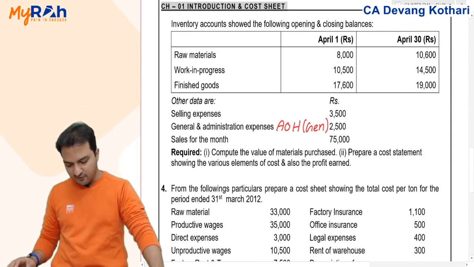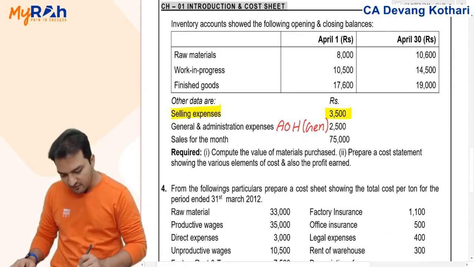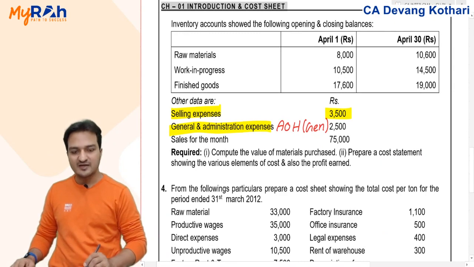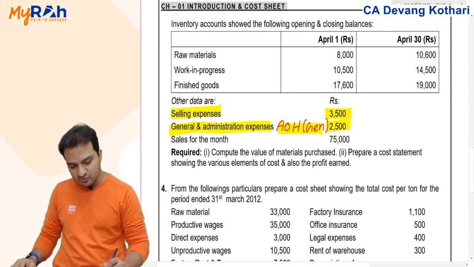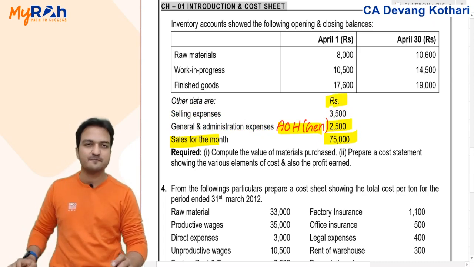Other data are as follows. You are given selling expenses, that is S&D overheads, and you are given general and admin expense, that is AOH general, given as 2,500. Sales you are given as 75,000 rupees.